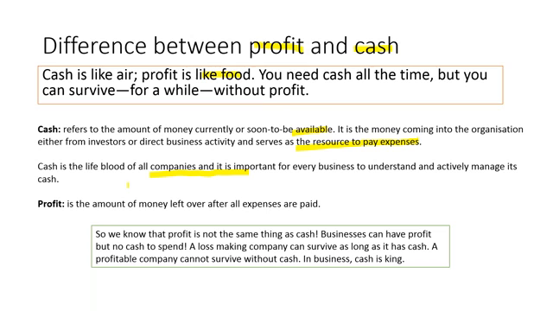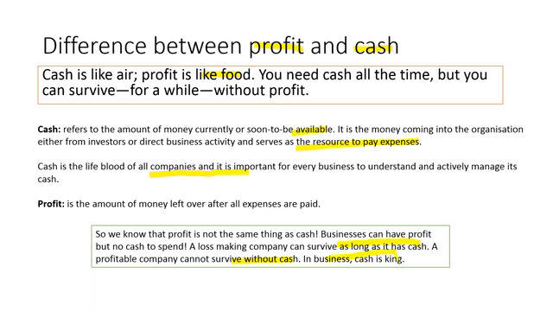So cash is used for the daily activity or daily operation, to pay for the daily operation of a business, whereas profit is the money that's left at the end of the year, for example. So we know that profit is not the same as cash. A business can have profit but no cash to spend. So a loss making company can survive as long as it has cash. A profitable company cannot survive without cash.